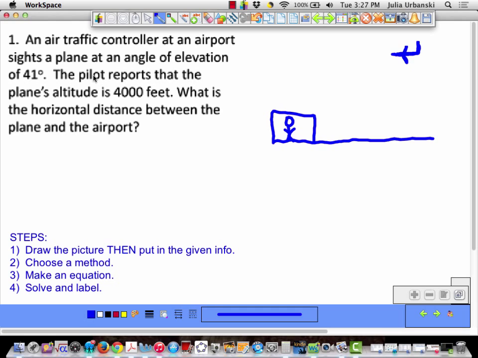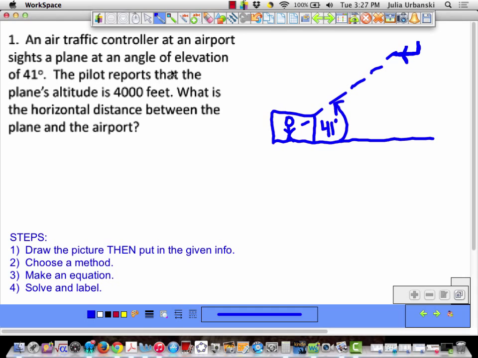And that's it. There's nothing else to draw. The guy sitting at the airport looks up and sees a plane. Now let's put in the math. An air traffic controller at the airport sights a plane at an angle of elevation. So he's there, looking upwards, with an angle of elevation of 41 degrees.